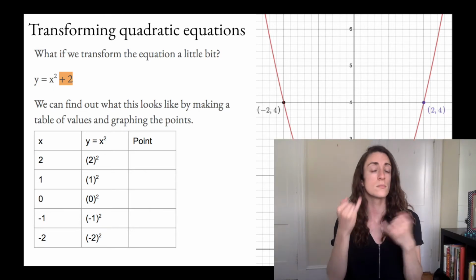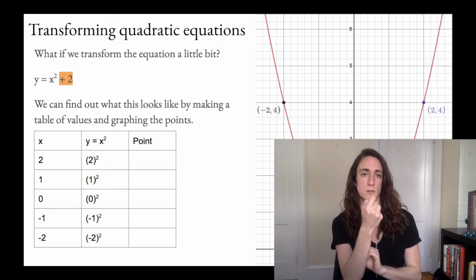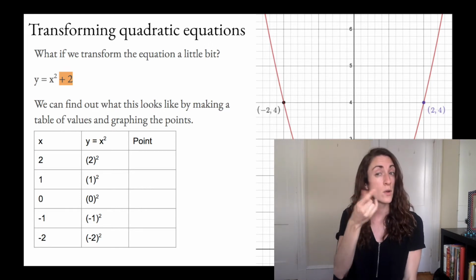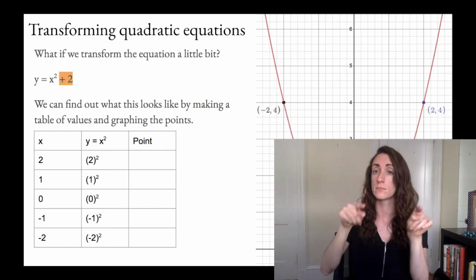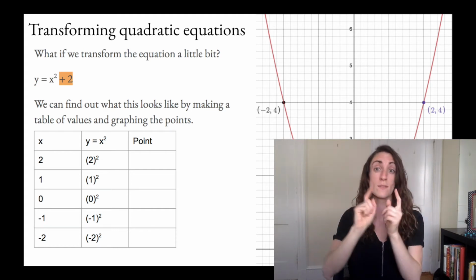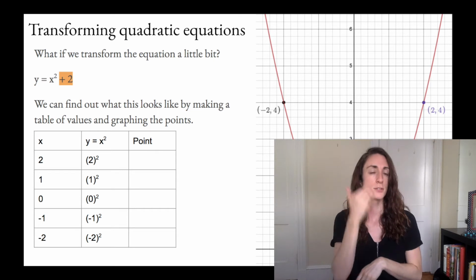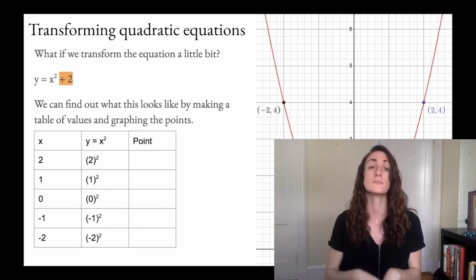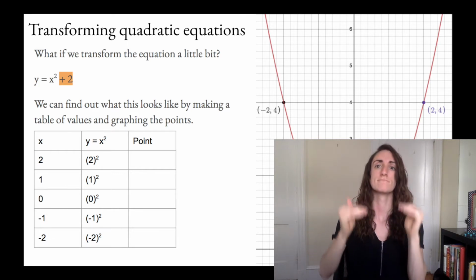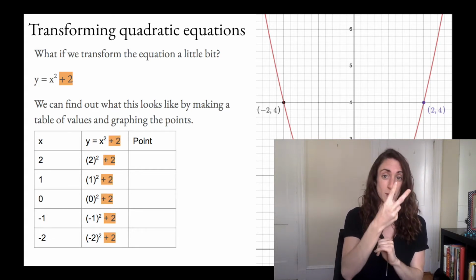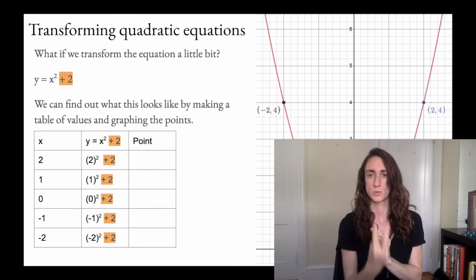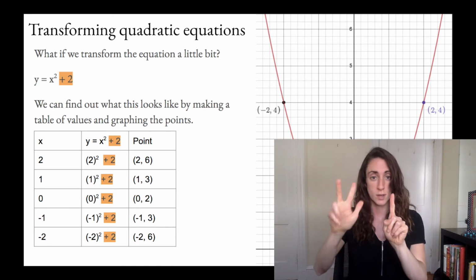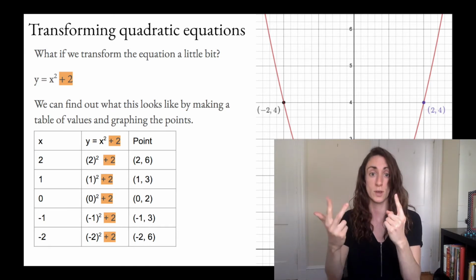So suppose we change the equation a little bit to be y equals x squared plus 2. If you remember how to graph absolute value functions, this might be familiar to you. So we can pick the same x values we did before and make a new table. This time each y value is going to increase by 2. So we've got these new points, (2, 6), (1, 3), (0, 2), (-1, 3), and (-2, 6).